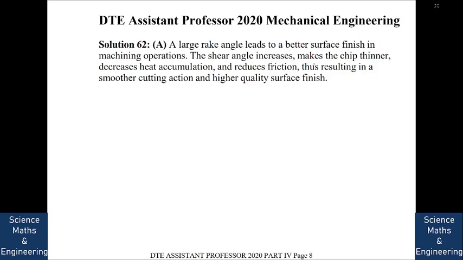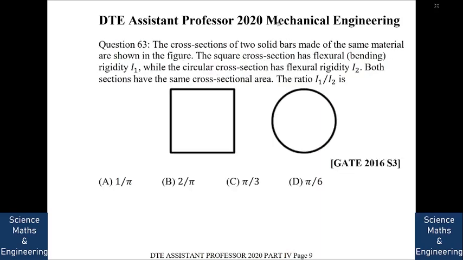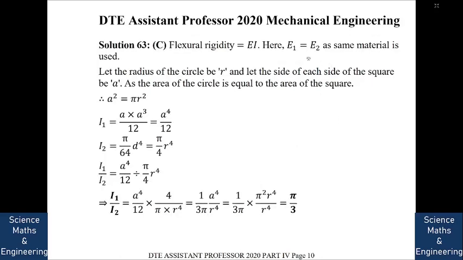Okay. So next question. The cross sections of two solid bars made of the same material, as shown in the figure, are given. The square cross section has flexural rigidity I1, while the circular cross section has a flexural rigidity of I2, and both sections have the same cross sectional area. So the ratio I1 by I2 is to be determined. So let us see. Flexural rigidity is given by EI. Now here E1 is equal to E2 as the same material is used.